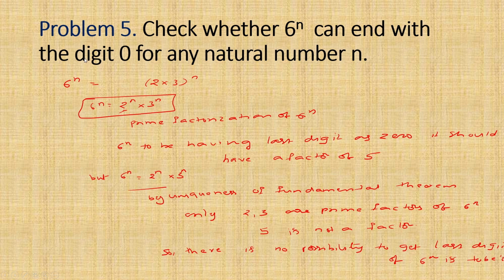Okay. For the last digit to be 0, it must be multiplied with 5. That means it is having a factor of 5. But by this factorization method, the uniqueness of the fundamental theorem says only 2 and 3 are factors of 6 power n. No other prime factor can exist for 6 power n. If only 2 and 3 are prime factors, 5 is not a factor. So if 5 is not a factor, there is no possibility to get the last digit of 6 power n to be 0. Okay.